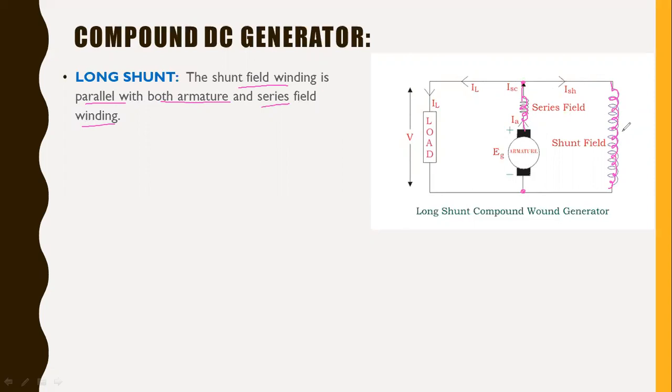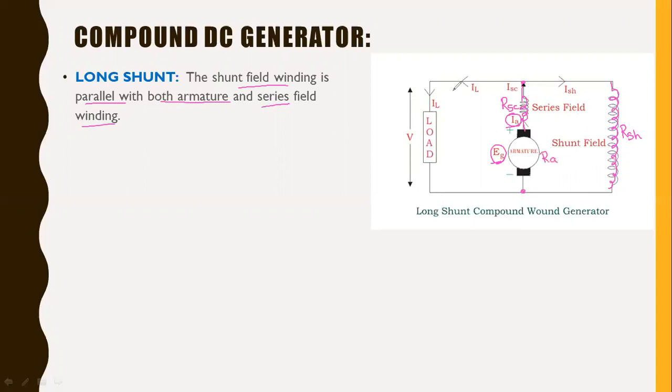So in this, again, we need to find the equations for the currents and the equations for the voltage. So for the current IA, we have to find an expression, and for the voltage EG, we have to find an expression. Now before that, let me tell you what the resistances are here. The shunt field winding has a resistance called RSH. The series field winding has a resistance called RSC, and the armature winding also has a resistance called RA.